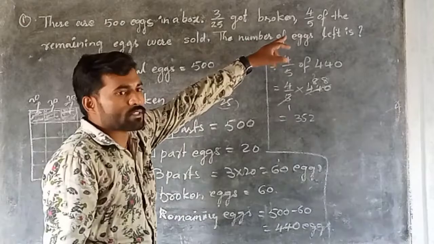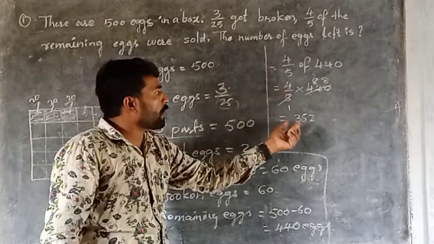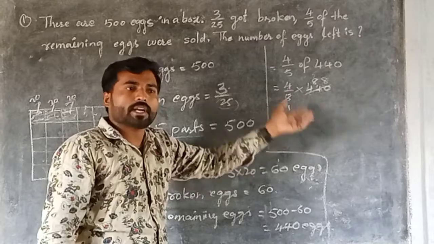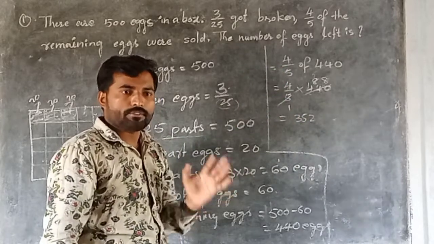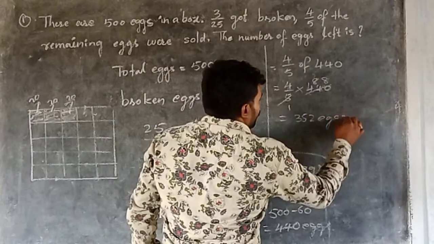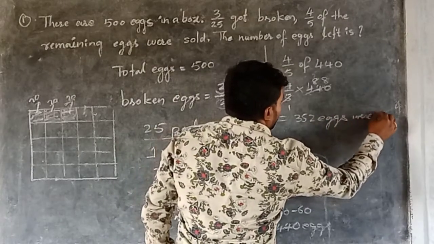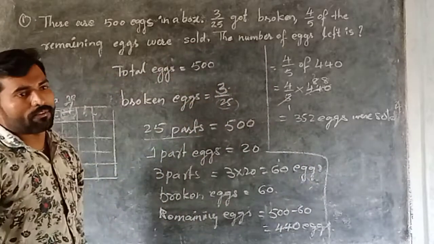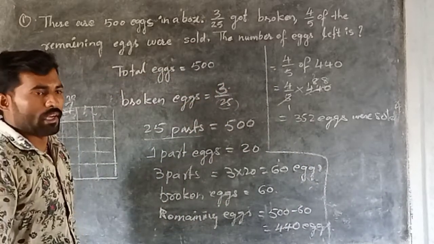4 by 5 part is sold now. That means 4 by 5 part is 352 x. 352 x were sold. This much of x were sold. How many x were left? He is asking. How many x were left?